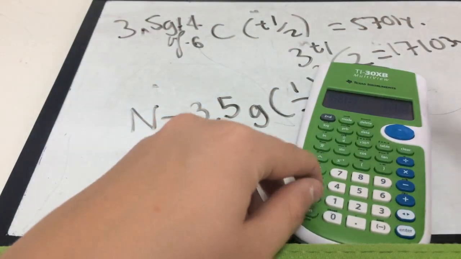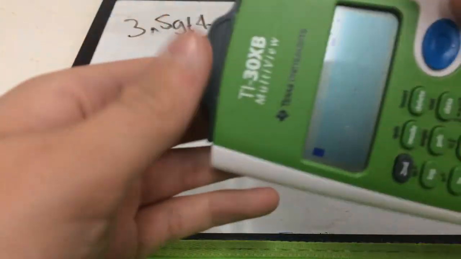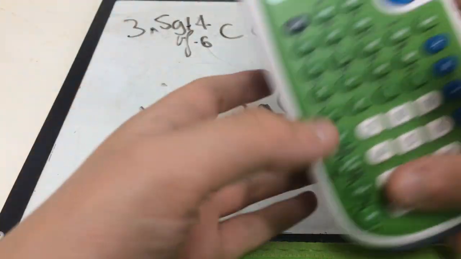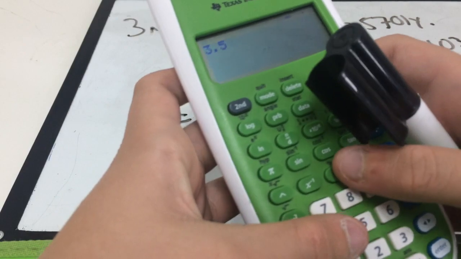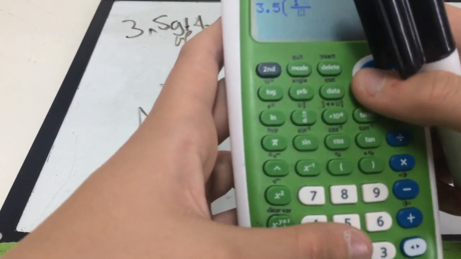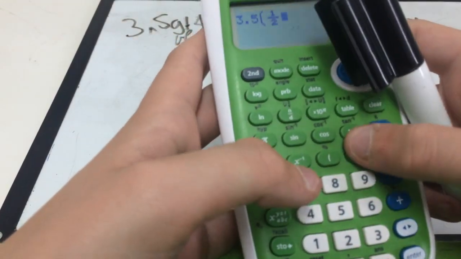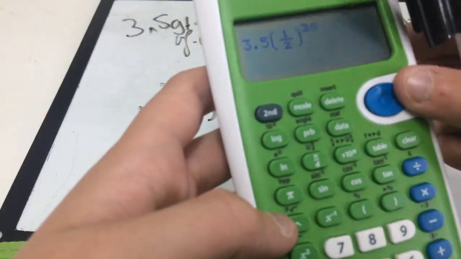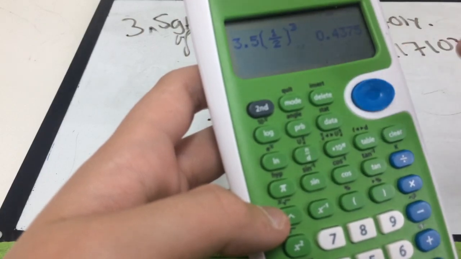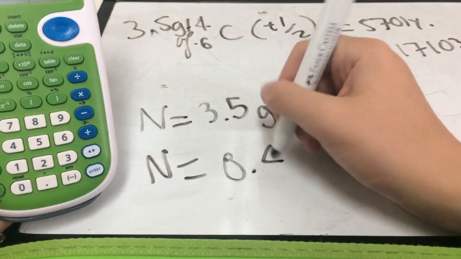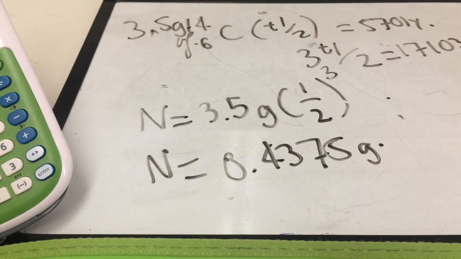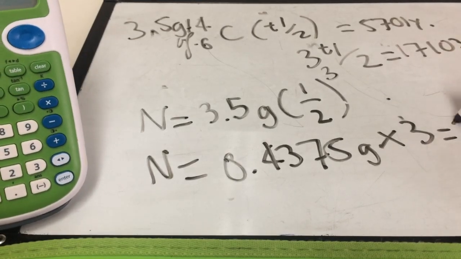Now I've got my calculator here, and I'm just going to show you some calculations. This is very awkward with the camera, but that'll be fine. So we've got 3.5 times a half to the power of 3. We're going to have that much left after 3 half-lives, so we're going to have 0.4375 grams left. If you were to times that by 3, you should get 3.5.